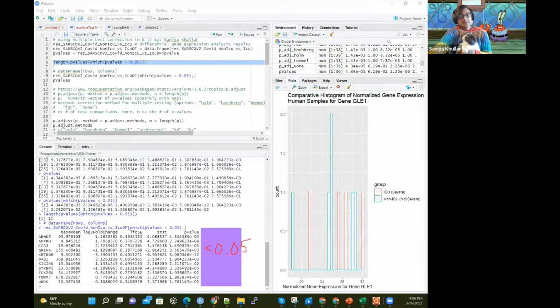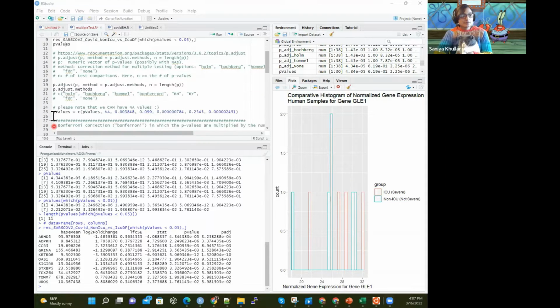So they are considered significant based on this, but we need to adjust. All of these have p-values less than 0.05, so we think that they are statistically significantly different between the severe and non-severe COVID group. So we need to adjust for this, basically. So what we're going to do is we have this set of p-values here. I'm going to get rid of this for now. We'll come back to this.